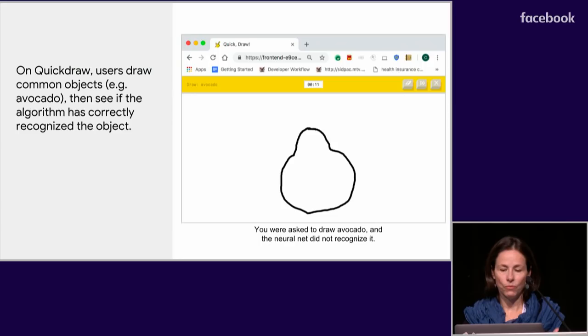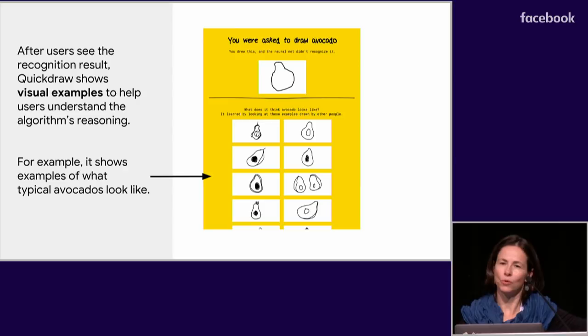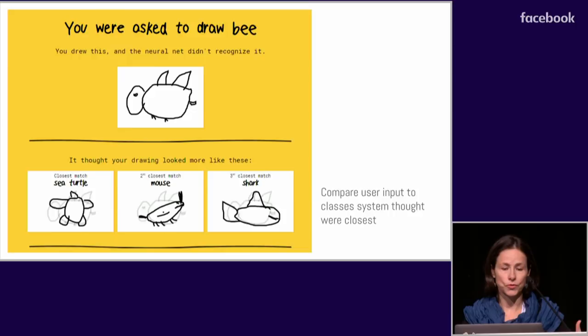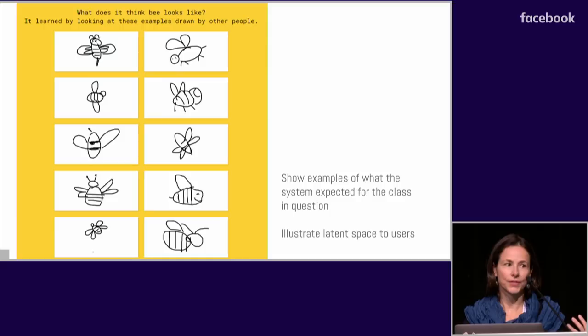One last thing about Quick, Draw! This is really cool because it explains how machine learning works for kids. So imagine the system asks you to draw an avocado. It shows you what it thinks an avocado is by giving you a ton of examples of other drawings. And this is when it asks you to draw a bee. It didn't guess the bee, but it thought it was either a sea turtle, a mouse, or a shark. So it's visualizing your output on top of other people's drawings. And then it shows you what it thinks about when it thinks about a bee. Okay? So really informative without having to be super complicated.